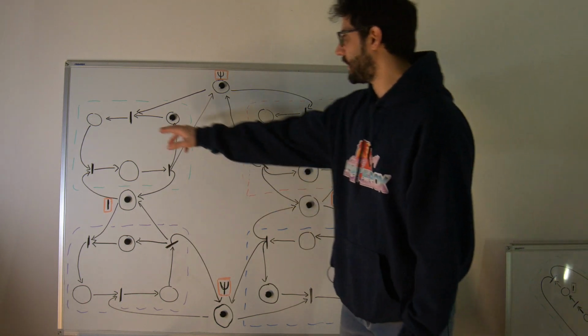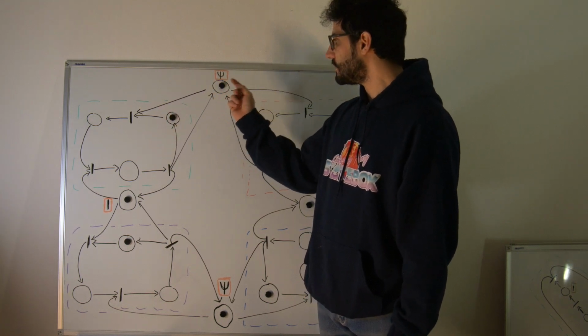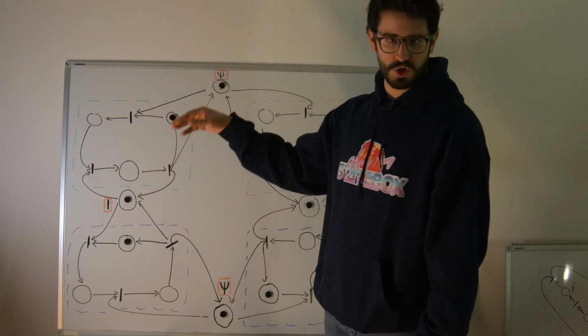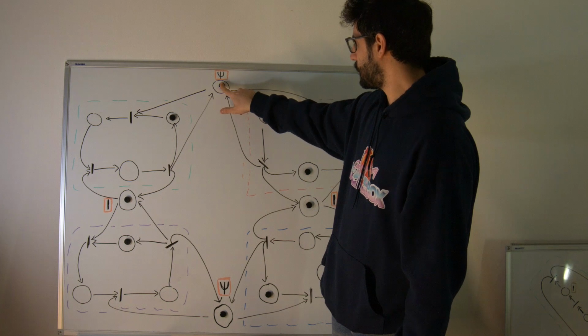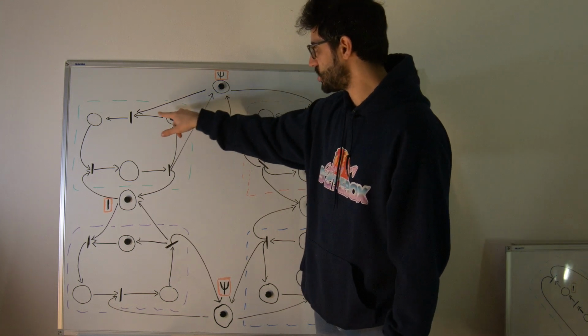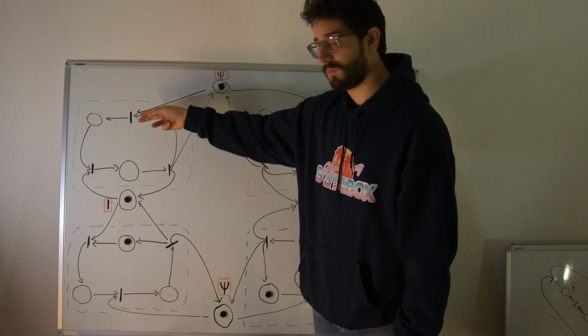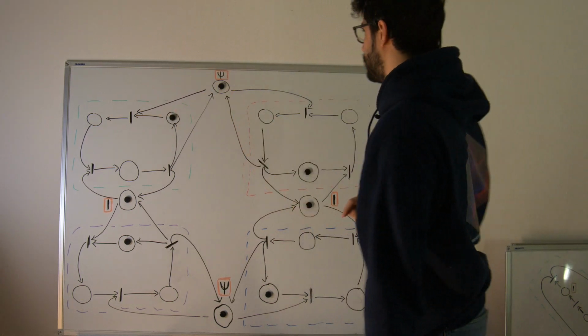It's composed of these bars and these circles. The circles are called places and the bars represent transformations. So what's the idea? The idea is that places contain resources represented by these tokens, and transitions take resources from inbound places and spit out resources in outbound places.